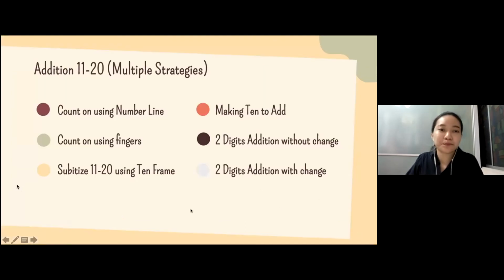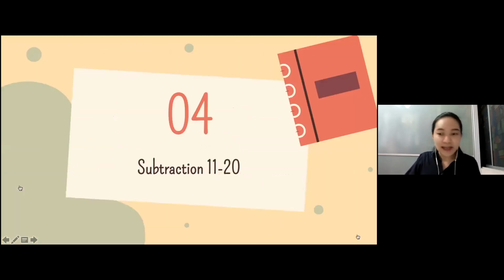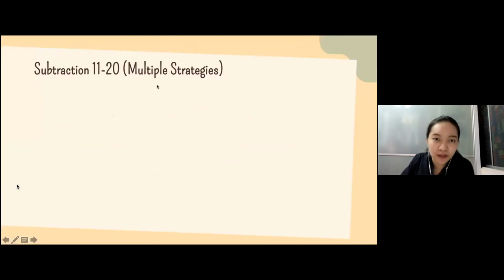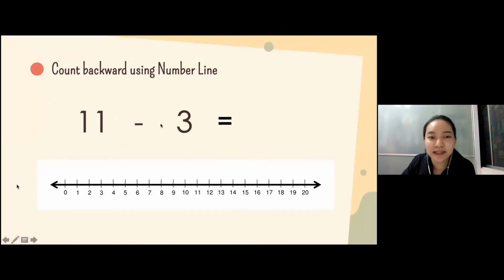Okay. So these are the strategies that we use to teach addition. And then we have subtraction 11 to 20. So we are using multiple strategies as well. The first one is the same. We are teaching using number line, counting back. Okay, counting back, 11 go back 3 times, we get 8.